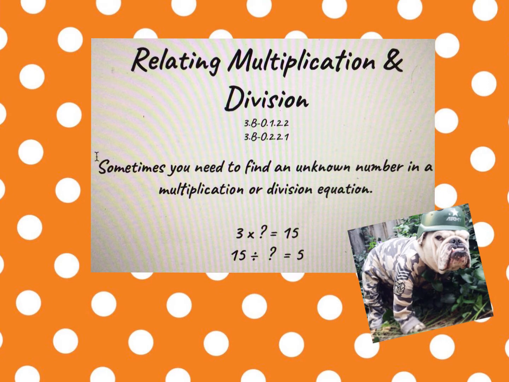But anyways, this week we're practicing relating multiplication and division, where sometimes we need to find an unknown number in a multiplication or division equation. Sometimes we're not missing the product, and sometimes we're not missing the quotient. We might be missing one of the factors, okay? And sometimes we'll put a box there, or sometimes we'll be missing the divisor where we have the dividend, okay? So that's what we're going to be working on today.